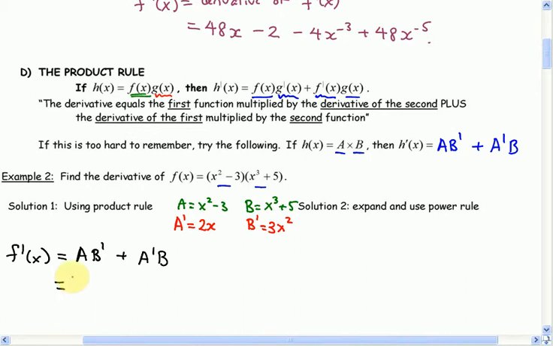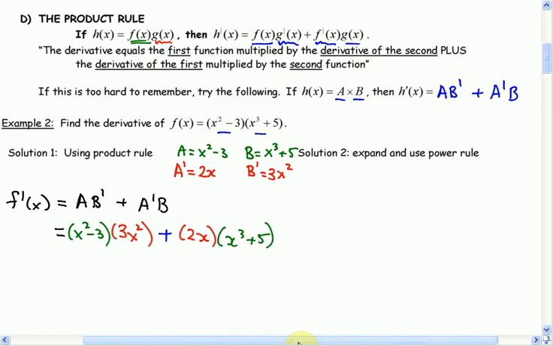We know A is just x squared minus 3. That's great. We also know B prime is just that 3x squared. Okay? And then we're going to plus A prime, which we also know is 2x, times B, which is just x cubed plus 5. That's great. And then I'm going to ask you to please expand and simplify.